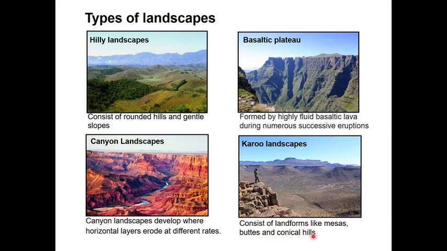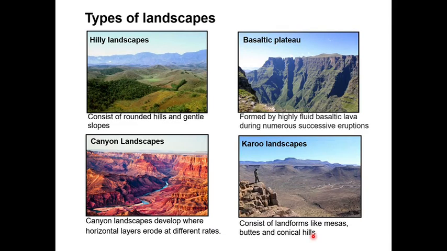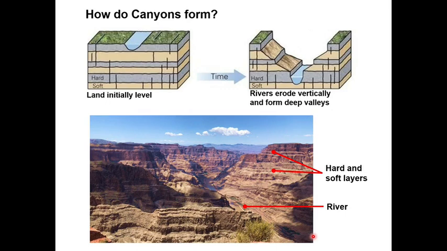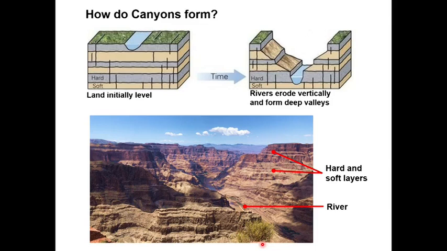Now, of course, there's no way that we can have a look at all of this in the short time that we've got. We are going to concentrate here mostly on the canyon landscapes and on the Karoo landscapes. Now, what's very important, grade 11s, is that you must know how canyons are formed. And that is very, very important. Now, let's have a look at our diagram here.